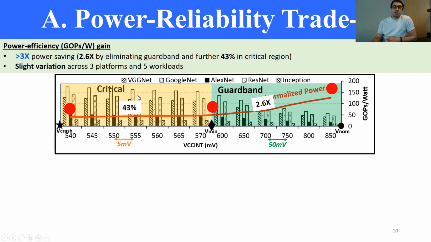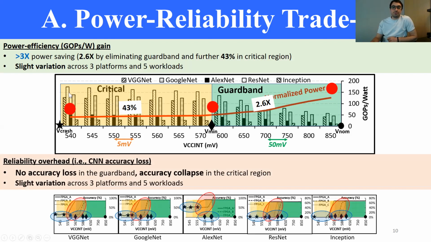The second part is with the cost of accuracy loss, which in this case is the correct image classification rate, the image classification accuracy. This is showing the cost. You see that after this voltage margin, the accuracy of the neural network drops significantly for all of the benchmarks that we have evaluated.